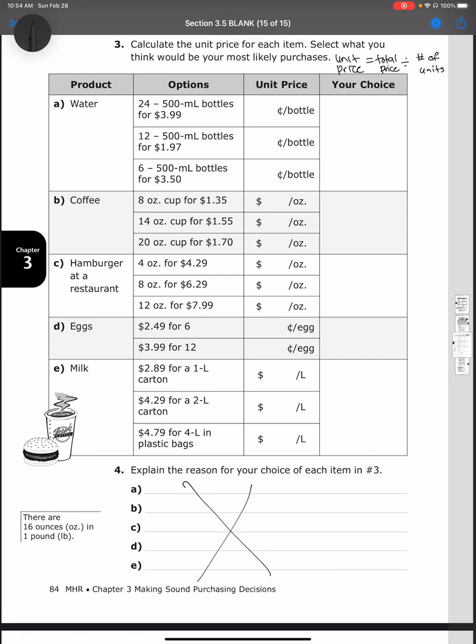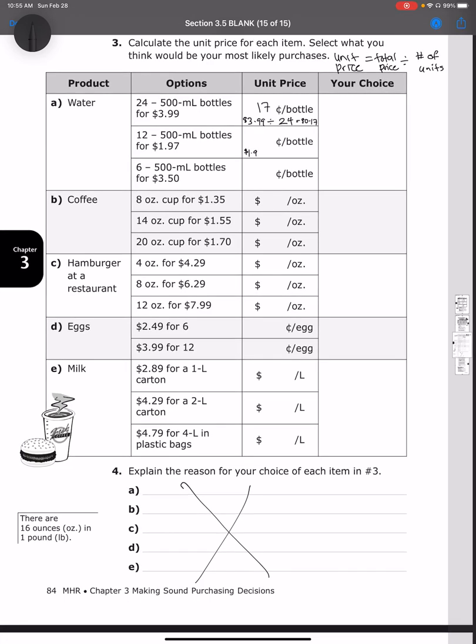So the product here is water. We need to determine the unit price of 24 500 ml bottles that cost $3.99 for the whole package. So the total price is $3.99, and we're going to divide it by the number of units, which is 24, and that gives us $0.17, which is the same as 17 cents per bottle. Next, we have 12 500 ml bottles for $1.97. So we have the total price of $1.97 divided by the number of units of 12, and that gives us $0.16, which is the same as saying 16 cents.